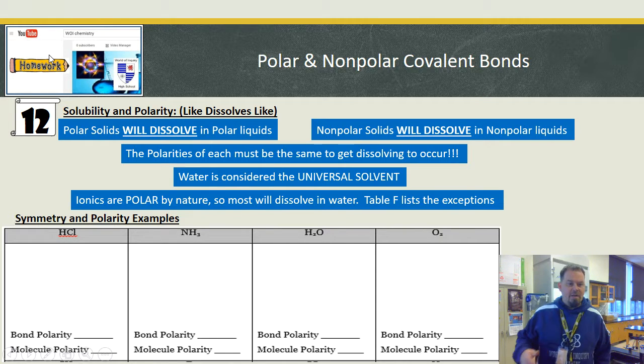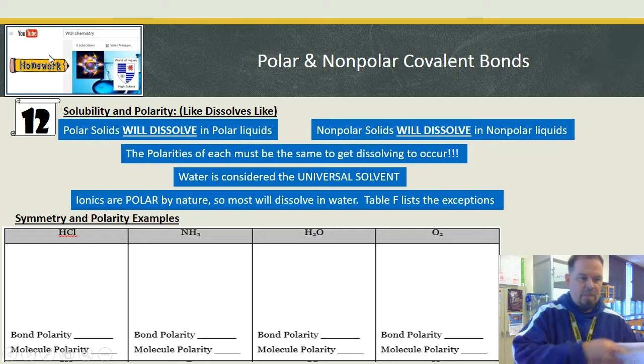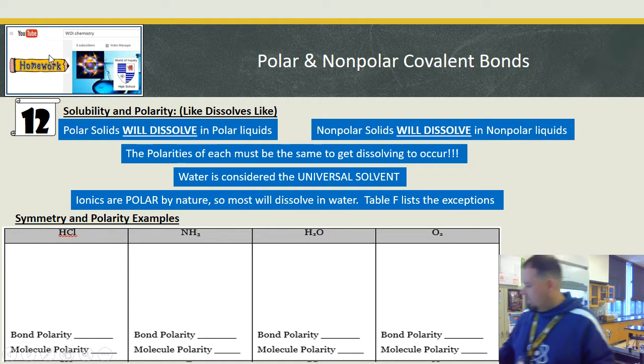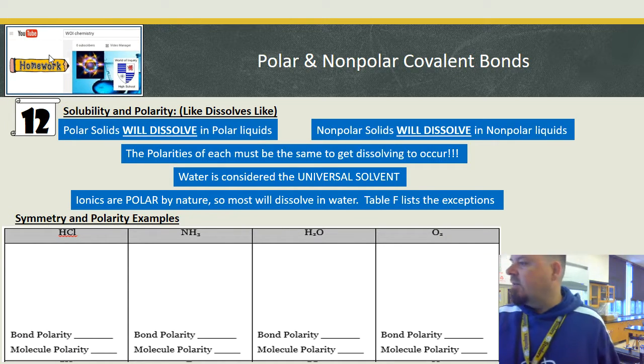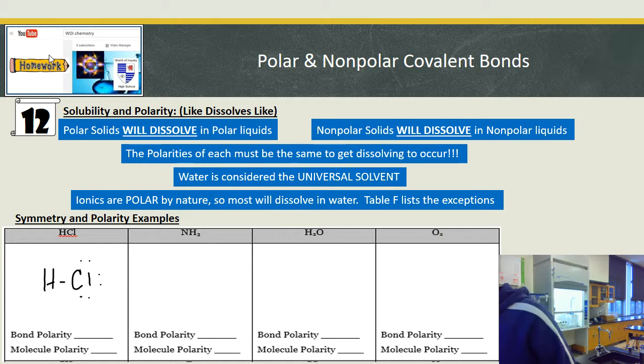And now we have some quick examples where I have to draw them and then do their bond polarity and their molecular polarity. So I need Table S. Grab that, make sure I have that handy. Table S, and then bond polarity. So let's draw this thing. HCl is going to look like this. And when I cut it this way, it fails the symmetry test. So its molecular polarity is polar.